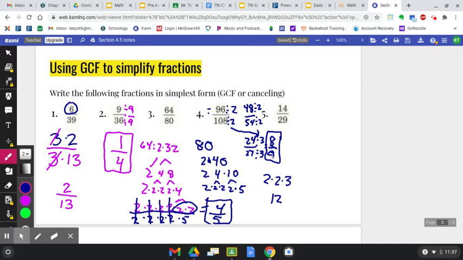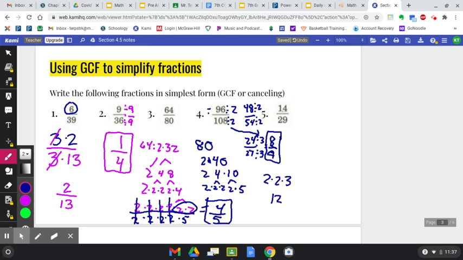So if you know the GCF right off the bat, go for it. That'll shorten your time on the problem. But if not, you can do it in steps, or you can do the prime factorization and then essentially cancel out the common factors. Now, this last one here, 14 and 29, right?